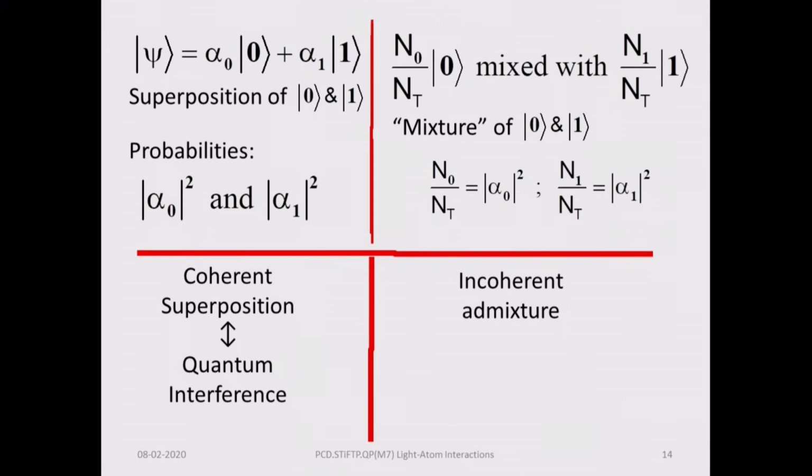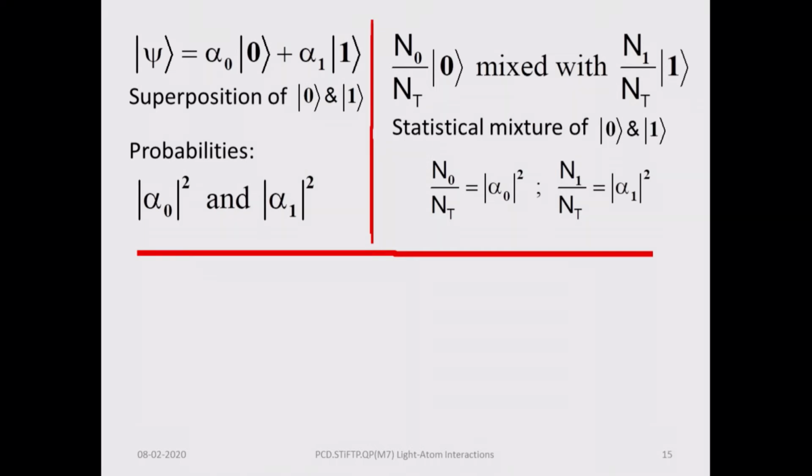So, there will be no interference that will be seen in the classical mixture, whereas you will witness the quantum interference in what is a superposition of the state 0 and 1. So, that is the coherent superposition, and this coherence is a quantum property which really brings about very fascinating results.